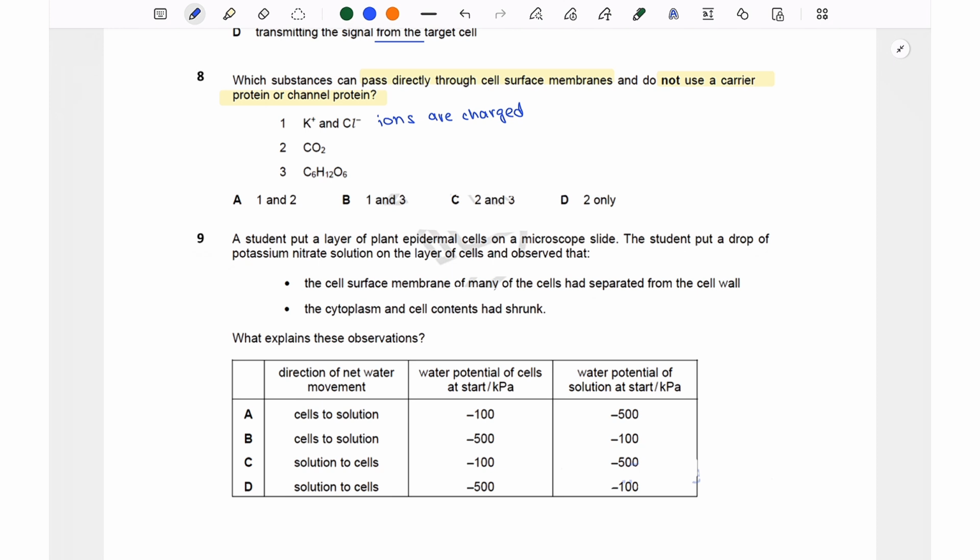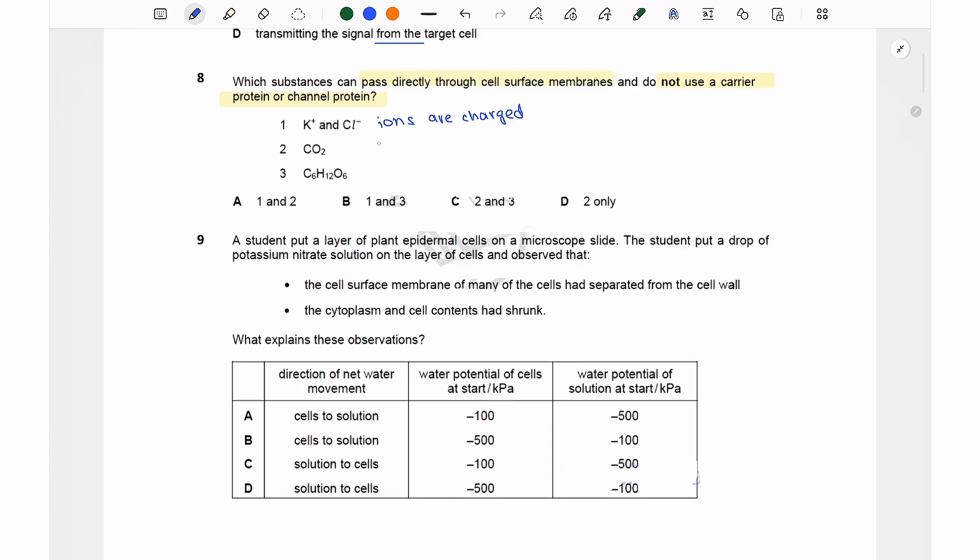So in question number 1, we discussed what's transported through carrier and channel proteins. Ions typically are transported through channel protein. So this is not going to be directly transported. Carbon dioxide, yes, because it's a small, non-polar molecule, so it will directly transport.